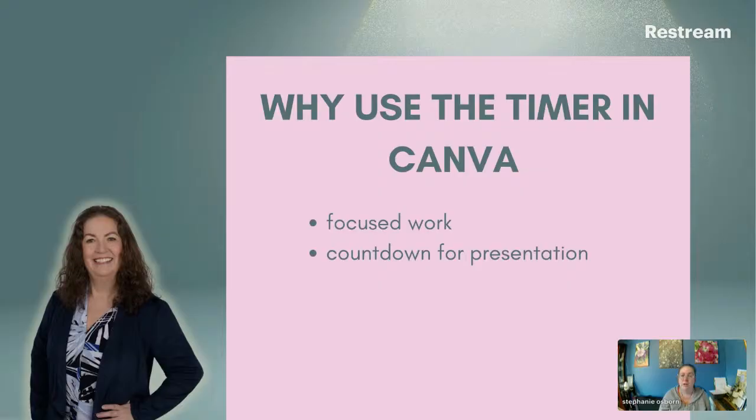Why would we want to use the timer in Canva? There's two different ways you can use the timer in Canva. One is just to use it as you're building something in there. Maybe you want to do some focused work and you want to set yourself something that you want to create and do it in a certain amount of time. Or maybe you're following something like the Pomodoro method and you work for a specific amount of time and it would be nice to have the timer right in there. You can also use this timer as a countdown for a presentation. So I'm going to show you both of those in here.